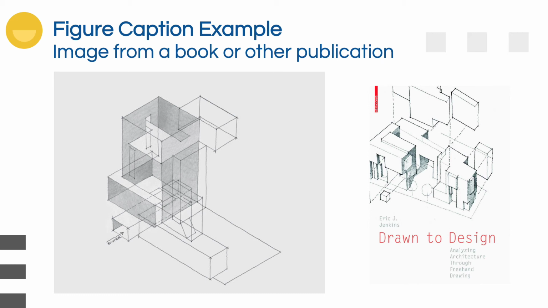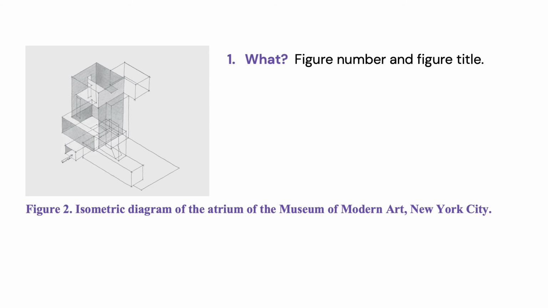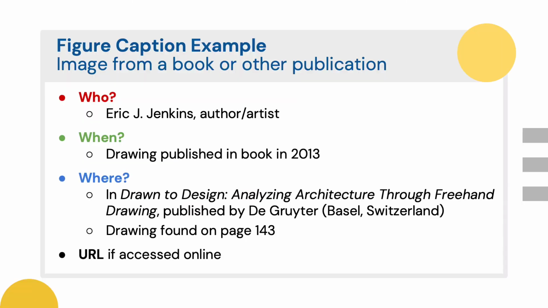Here we have a diagram of the atrium of the Museum of Modern Art, which is included in Professor Eric Jenkins' book, Drawn to Design. We begin our figure caption by identifying the what, or the figure number and title. The figure number I've assigned to this drawing, Figure 2, period, and the title of this figure, Isometric Drawing of the Atrium of the Museum of Modern Art, New York City, period.